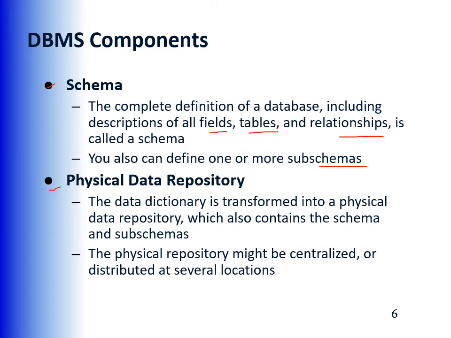Next is a physical data repository. If you remember, in chapter 4, which is enterprise modeling, you learned about the data dictionary. The data dictionary describes all data elements included in the logical design. Logical design means it's on paper or documented. So at this stage, which is data design, the data dictionary is transformed into a physical data repository, meaning that you now have to key in all the data dictionary described in the previous phase into a physical form, for example into Microsoft Access. The physical repository might be centralized or it might be distributed at several locations. This depends on the database platform used, right?